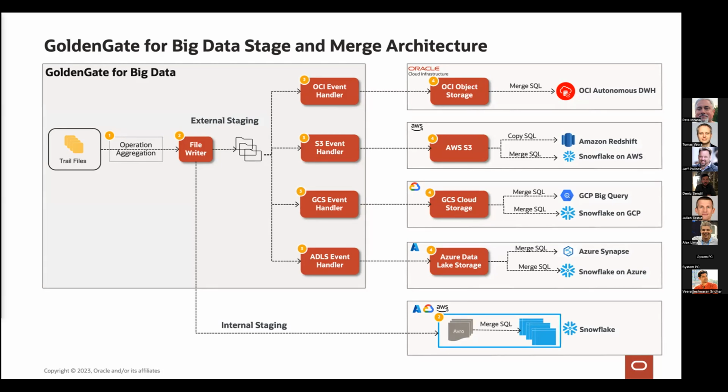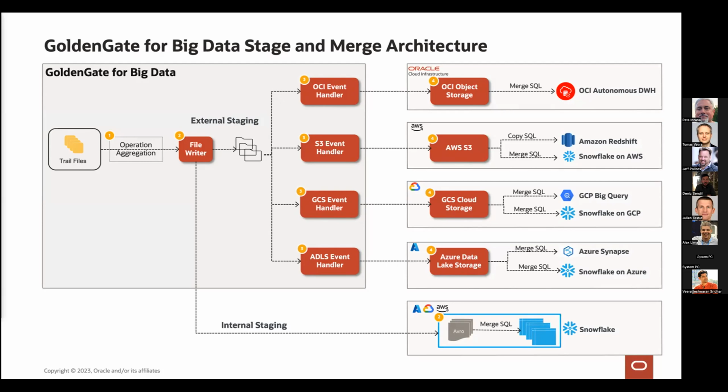It was for AWS Redshift and Autonomous Database 2 years ago. And now it actually supports all the data warehouse targets supported by Golden Gate for Big Data. So today you can use this stage and merge architecture for OCI Autonomous Data Warehouse, for Snowflake, for Azure Synapse, for GCP BigQuery, and for Amazon Redshift.